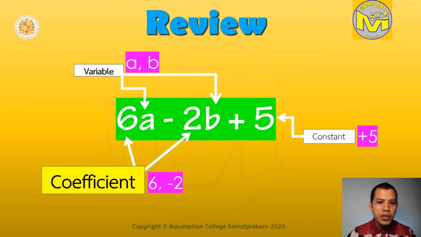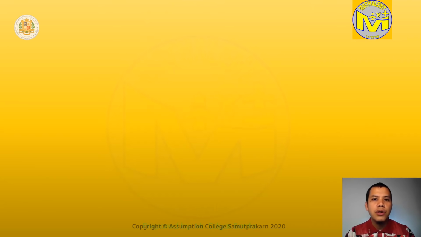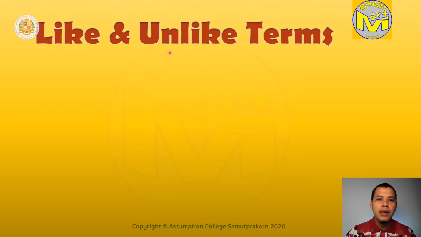Now we're going to proceed to the next lesson, and it is also part of algebra. Let's talk about like and unlike terms. It's very easy to understand. When we say like, they are the same. Unlike, they are not the same, or unequal, or not similar.